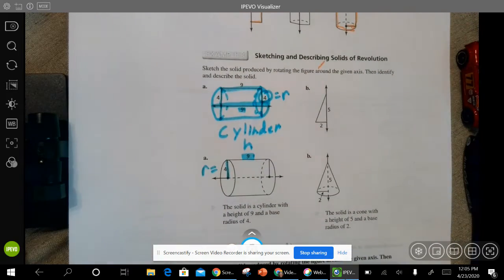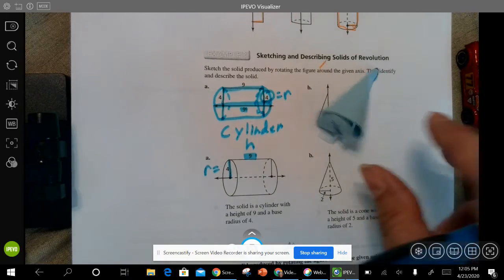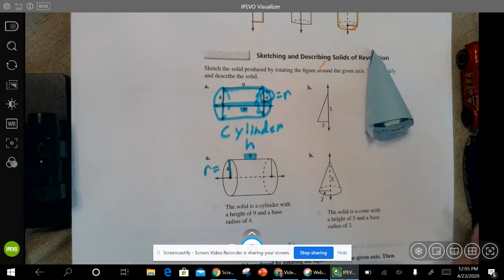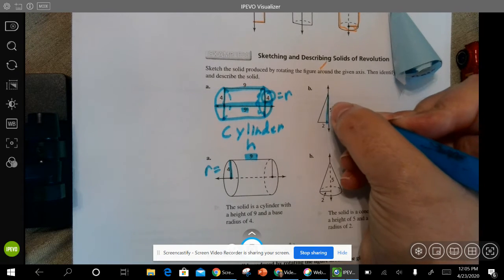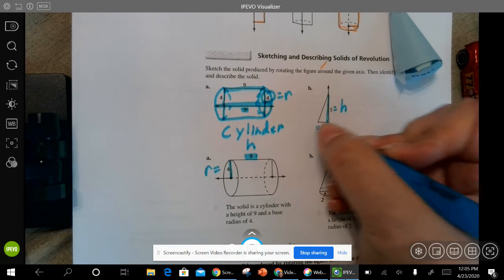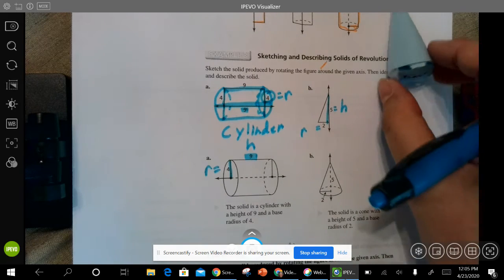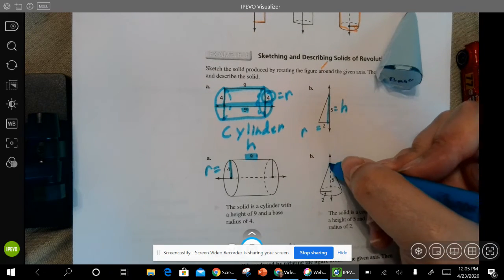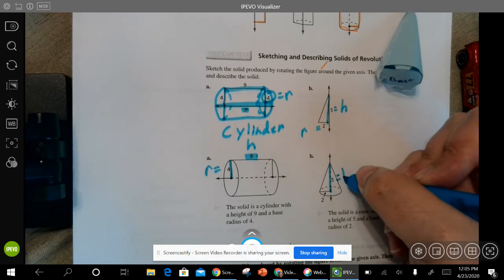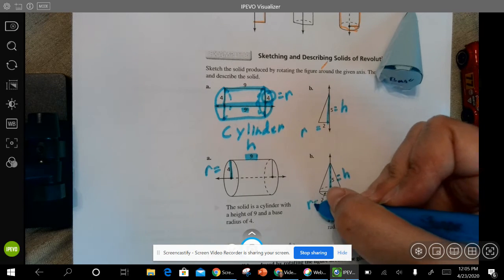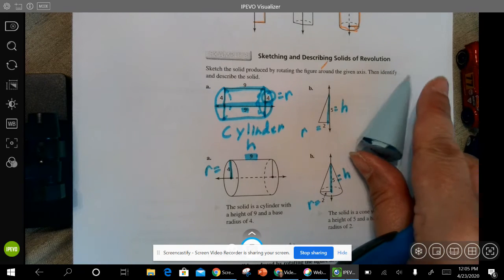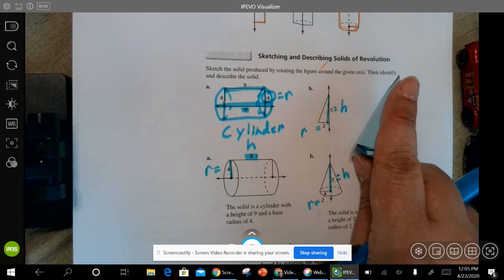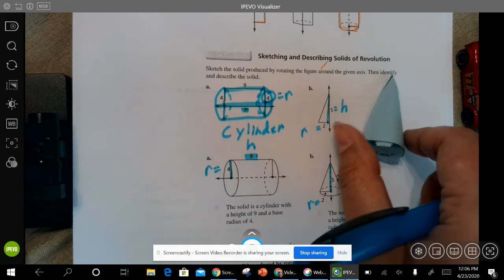For this one, the solid is a cone. So we have our little cone, and the height is 5. I want you to notice this because we are going to be using this to find the volume. The radius is 2. The height is 5 right here, and the radius is 2. Again, everybody, it's like we're looking at it from just one point of view, two dimensions, like a flat piece of paper.